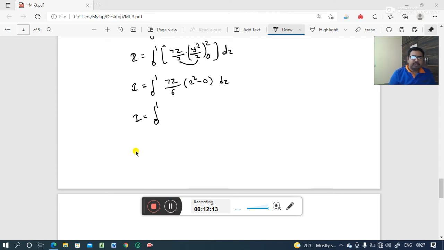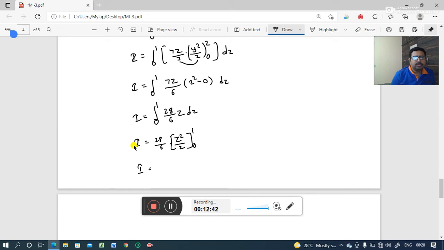So, 4 into 7 gives 28 by 6 into z, z into dz. Now, let us integrate with respect to z. So, 28 by 6 is constant. So, integration of z gives z square by 2 and the limits are from 0 to 1.